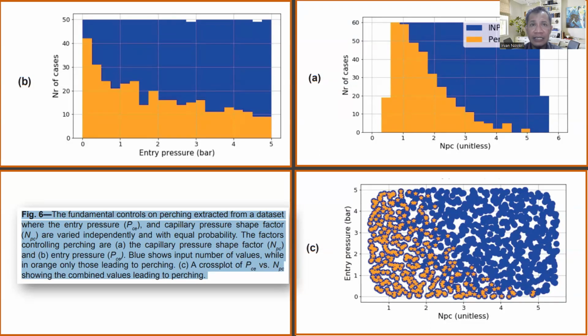One of the interesting observations is that in order for perching to occur, there is an inverse relationship between the capillary pressure shape factor and entry pressure. As the capillary pressure shape factor increases, the entry pressure should decrease. Otherwise, the perching effect disappears. And this relationship is illustrated in the figures, I think in figure C.